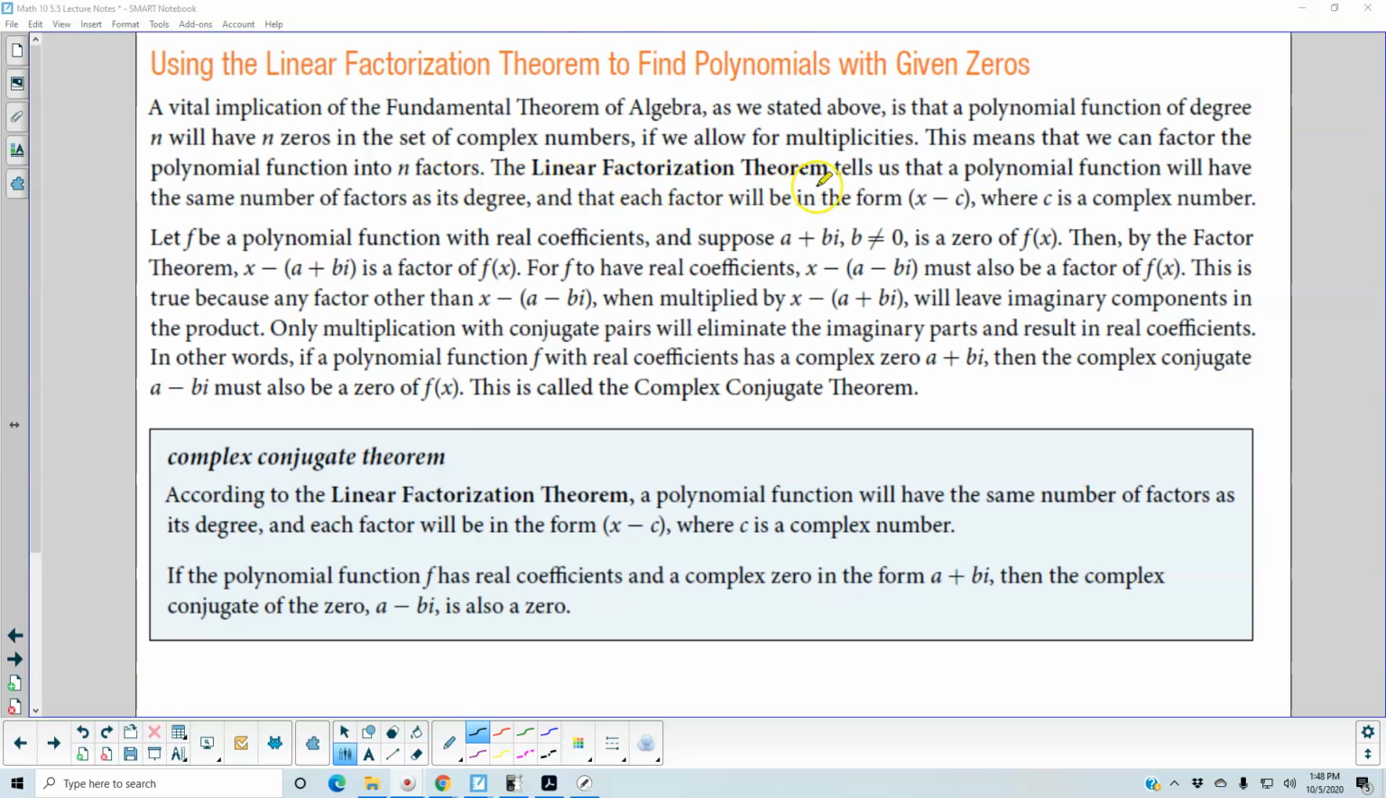The linear factorization theorem tells us that a polynomial function will have the same number of factors as its degree, and that each factor will be in the form x minus c, where c is a complex number.